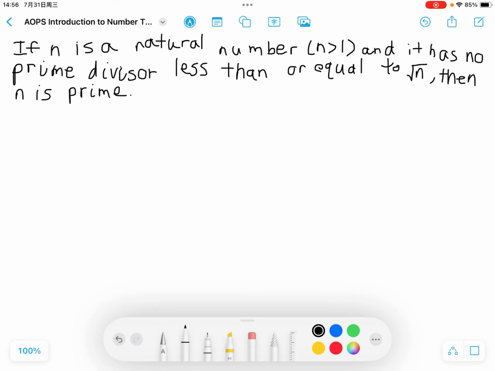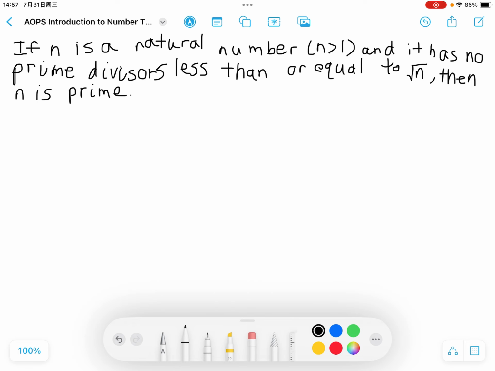So today we want to prove this concept here, and it's also from AOPS, Introduction to Number Theory. It says if n is a natural number and n is greater than 1 and it has no prime divisors less than or equal to root n, then n is prime. Okay, so how do we prove this?